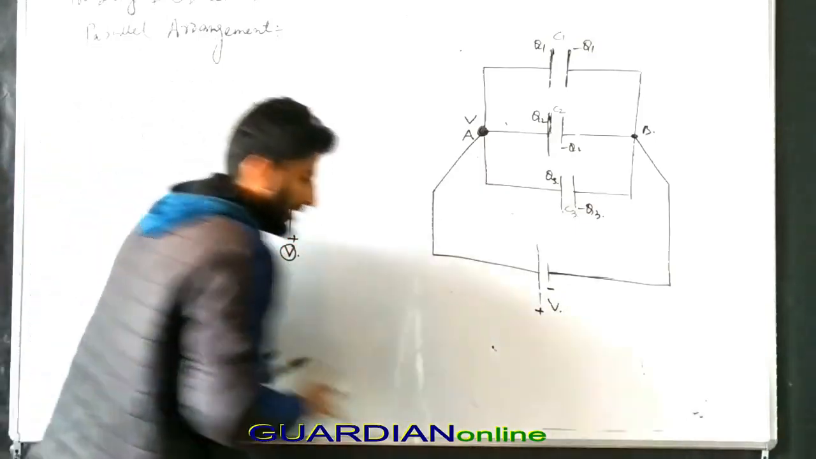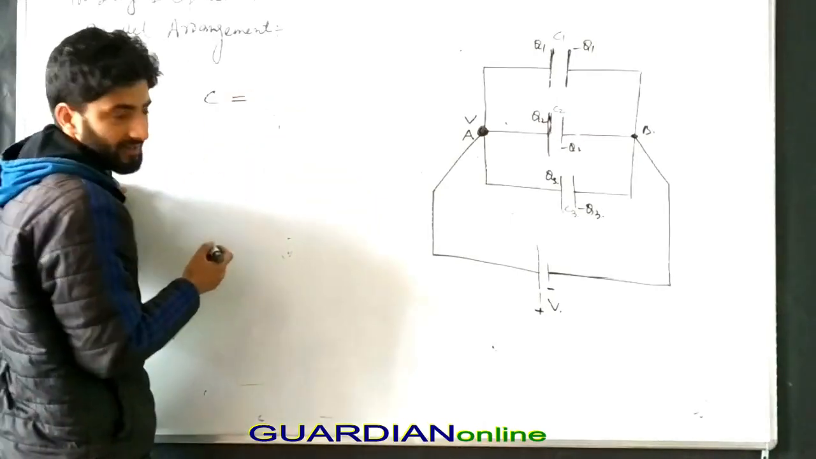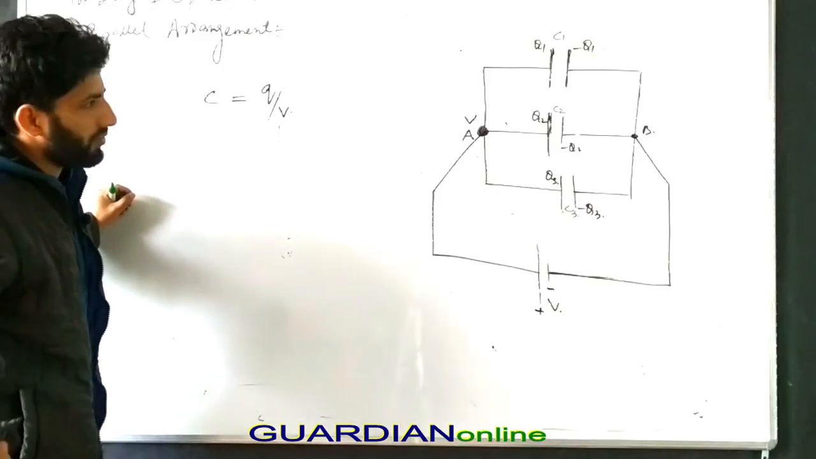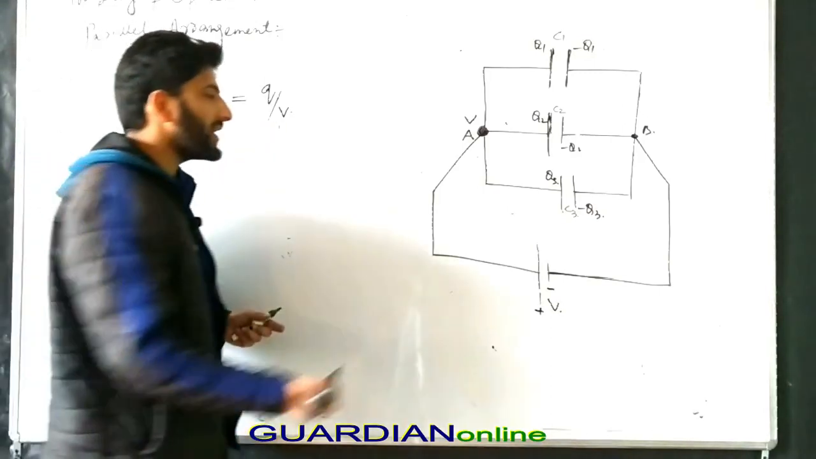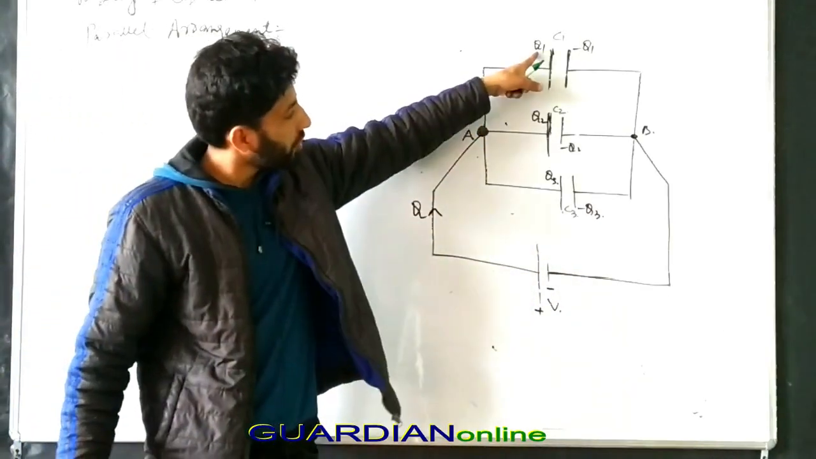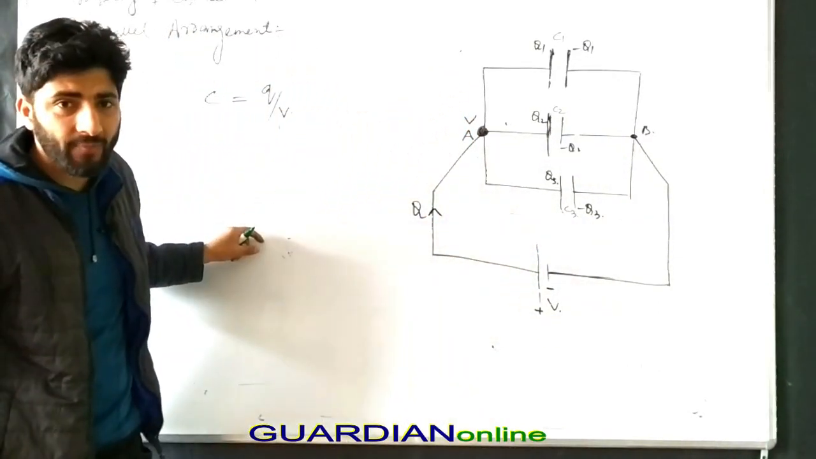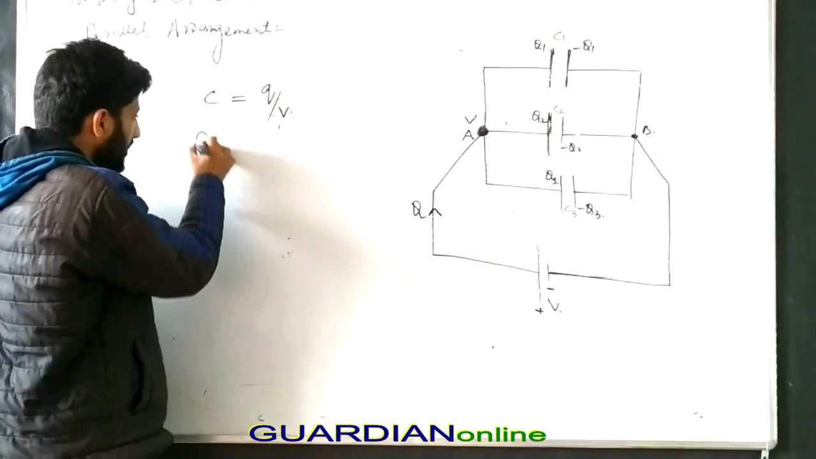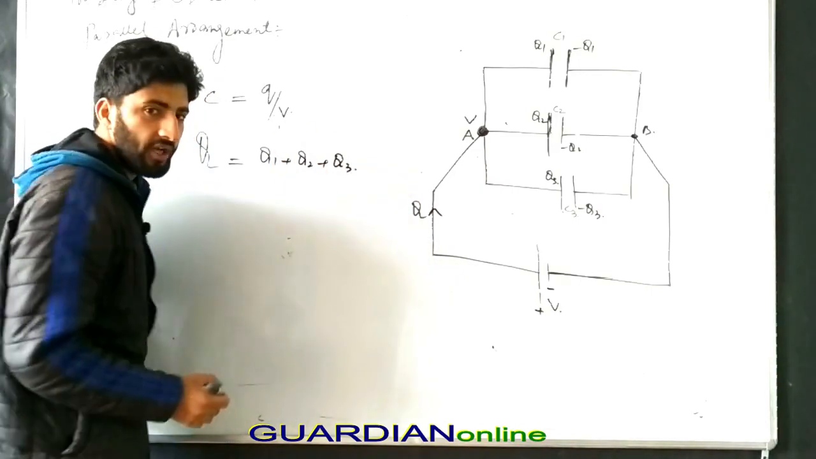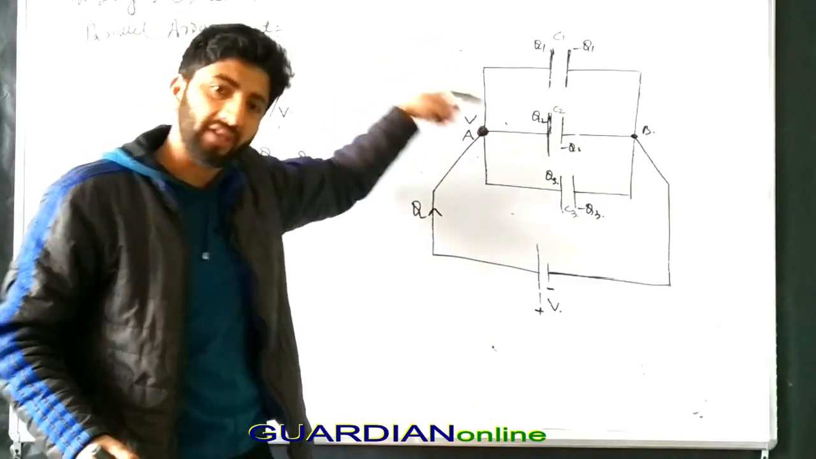Very good. Simple equation. What is the equation of capacitance? C is simply the capacitance, that is charge per unit potential. Now, the total charge supplied by the battery is Q, and it splits into Q1 plus Q2 plus Q3. We know charge is conserved. In an isolated system, the total charge is the sum of the individual charges.